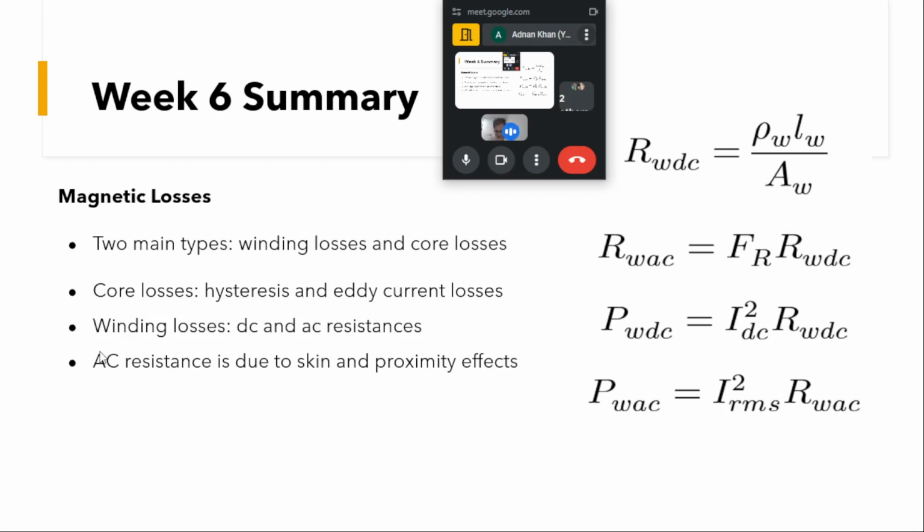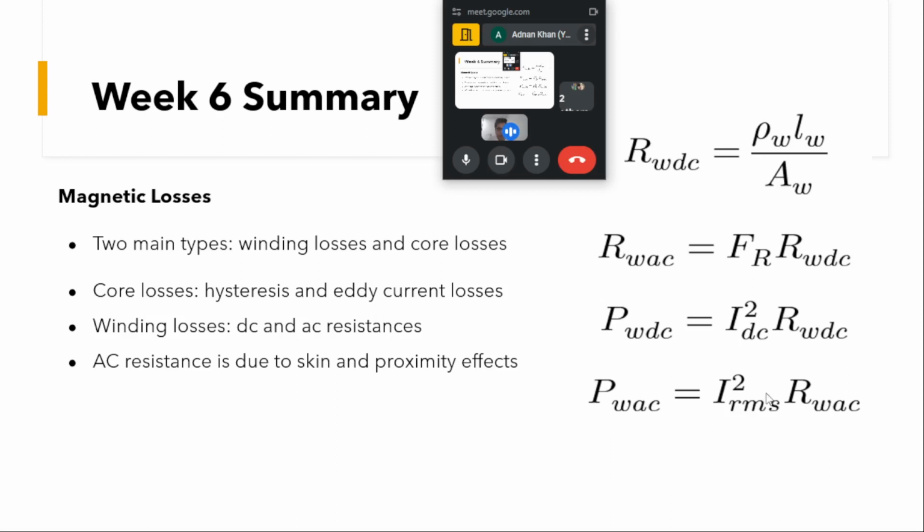And if you want to go into the details of skin and proximity effects, you can go through these lectures and also search for the skin and proximity effect. This was about the DC resistance and AC resistance. Now associated with that will be the losses.